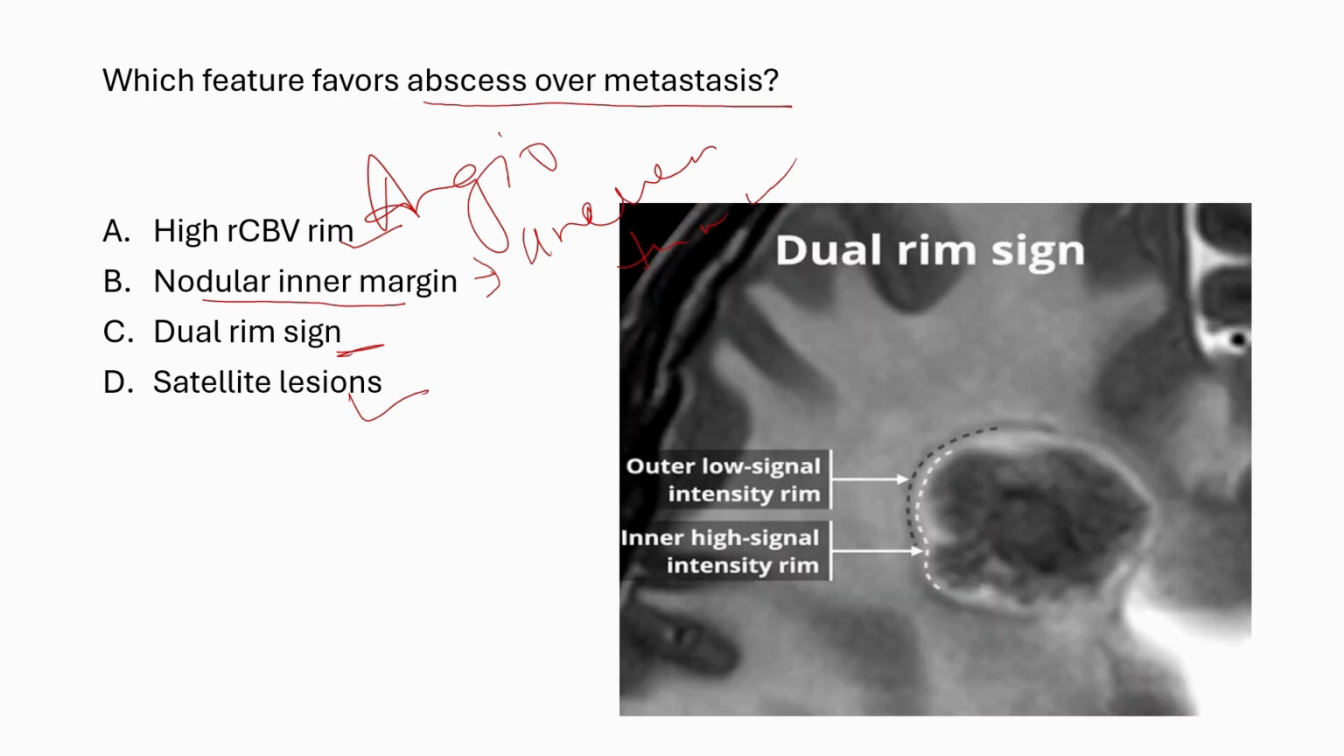So why is this seen? Dual rim is formed by the outer low signal intensity rim, which is formed by the macrophage rich capsule with paramagnetic free radicals, and the inner margin is the granulation tissue, which is high signal intensity in T2 and SWI. So this is specific for abscess. So answer is the dual rim sign.